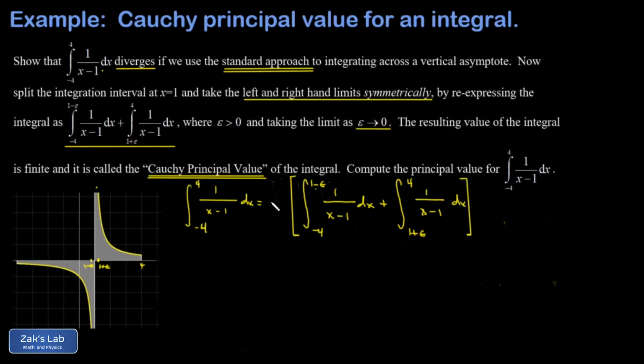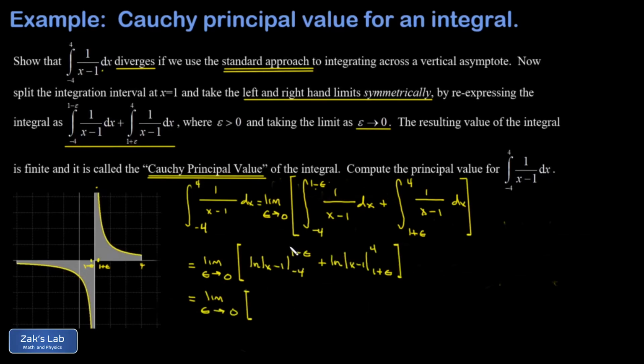And after all that is cleaned up, then we're going to take the limit, and that's the limit as epsilon goes to 0. And so the antiderivatives are familiar. Each of these just integrates to the natural log absolute value of x minus 1. And when I plug in 1 minus epsilon to this first one, it gives me 1 minus epsilon minus 1, in other words, the natural log of the absolute value of negative epsilon. And because epsilon is a positive number, the absolute value is going to erase that minus sign. Then I'm subtracting the natural log of the absolute value of negative 5, which is going to give me the natural log of 5.